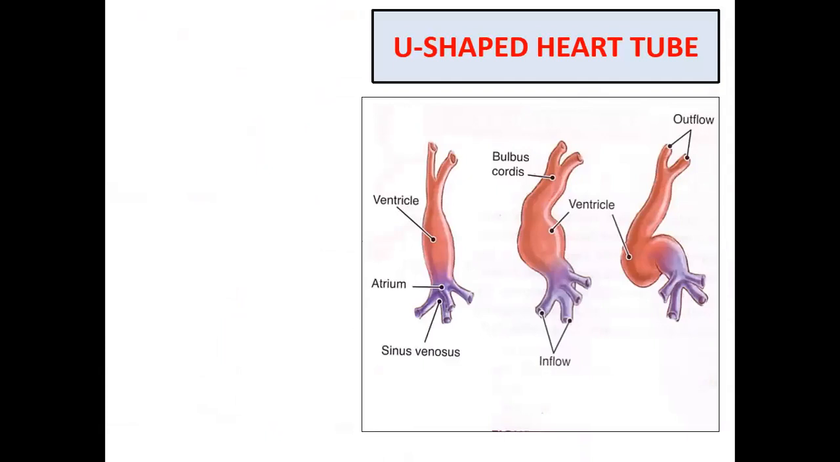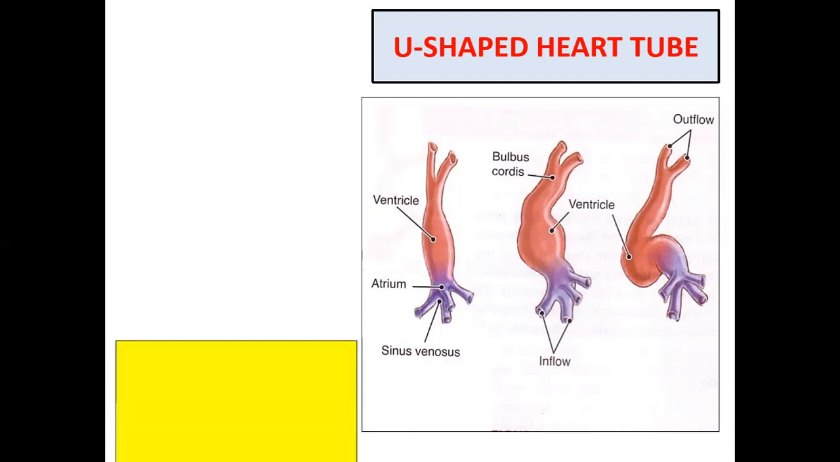Now, you can see how the heart is there. The ventricle is forming on the upper part, the atrium is forming on the lower side. So you can see the sinus venosus has 4 blood vessels coming there. That is the inflow, and you see that the atrium is on the lower side. Then you can see the bulbus cordis. You can see the ventricle enlarging. You can see the outflow in the upper part.